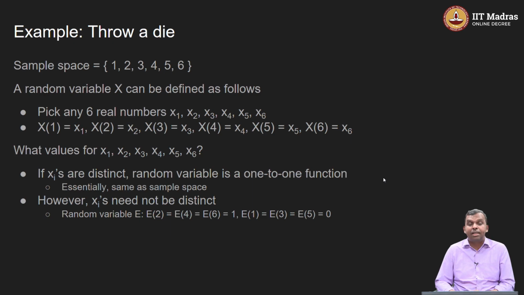One type of value is the xi's could be distinct. What do I mean by distinct? No two of them are the same. Okay, they're all different. So then in that case, this random variable simply is like a one-to-one function from 1, 2, 3, 4, 5, 6 to this other number. Now, essentially this is the same as the sample space in this case, right? So 1, 2, 3, 4, 5, 6 is 1, 2, 3, 4, 5, 6.